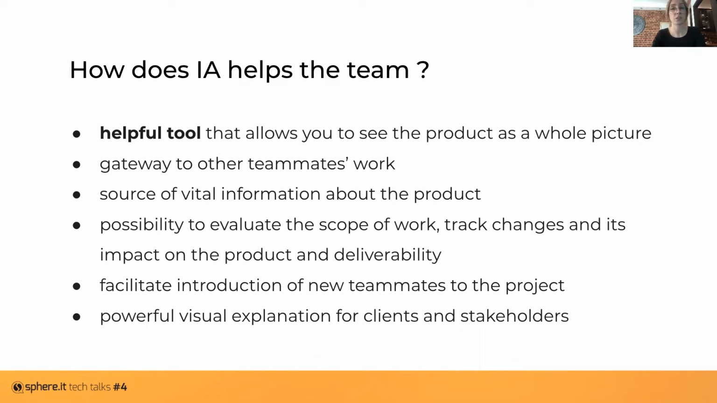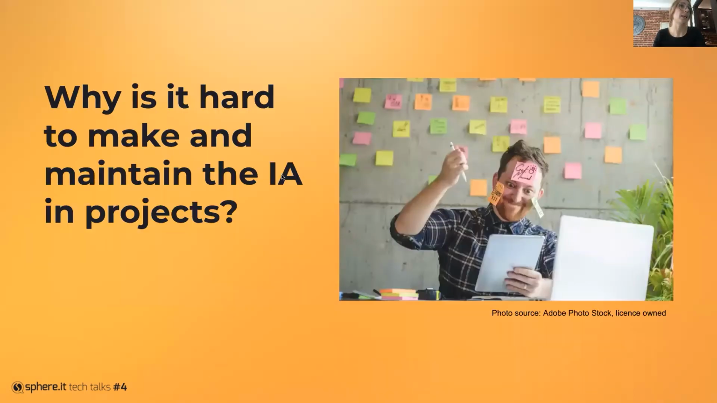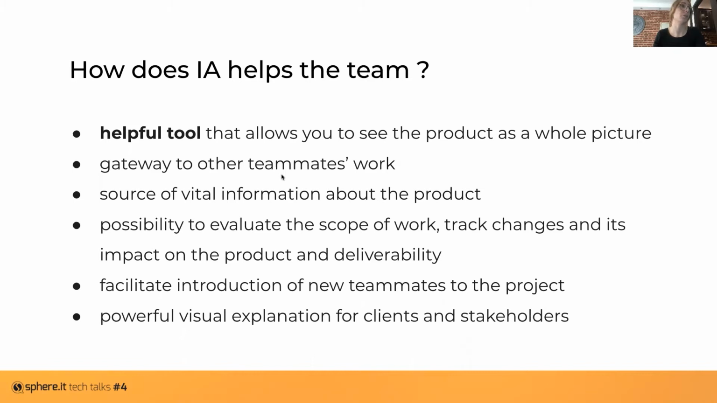So that's natural, but when the tree picture is actually our product, we will often end up with inconsistent user experience and confused users. So IA can avoid that. It can be a gateway to other teammates' work. It can be a source of vital information about the product. And it can also facilitate introduction of new teammates to the product, because you do have this information about the scope of your product, of its structure.